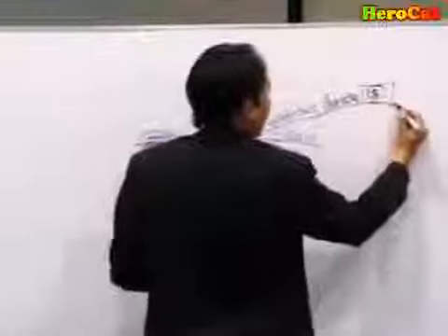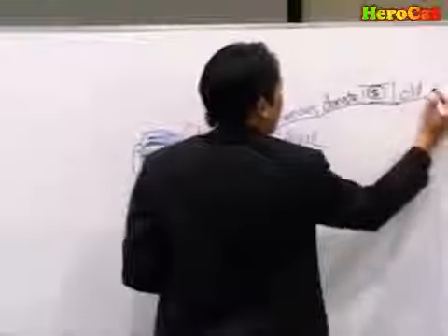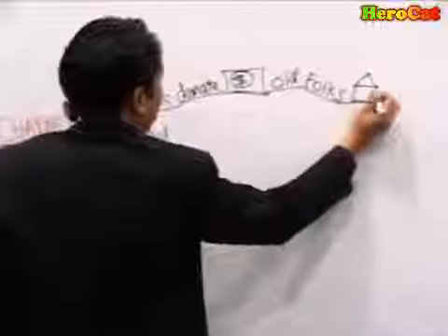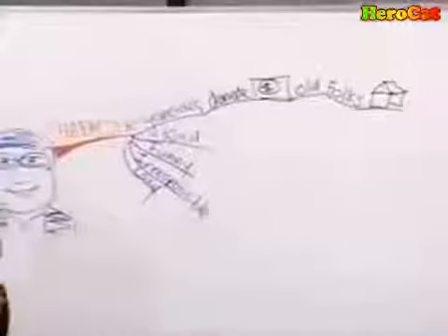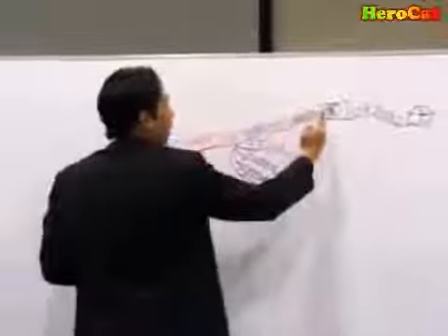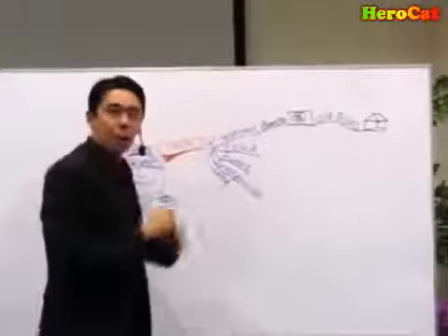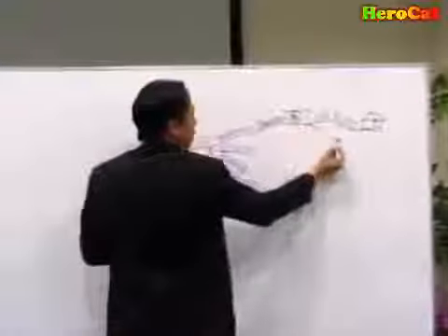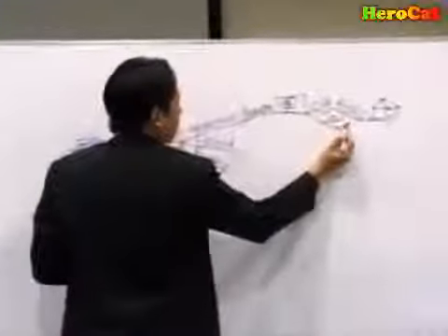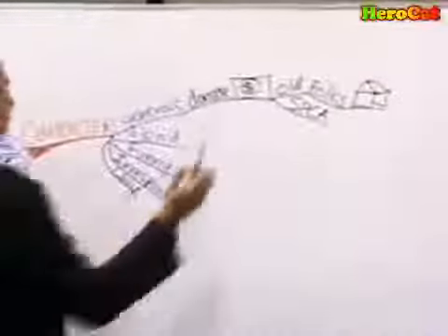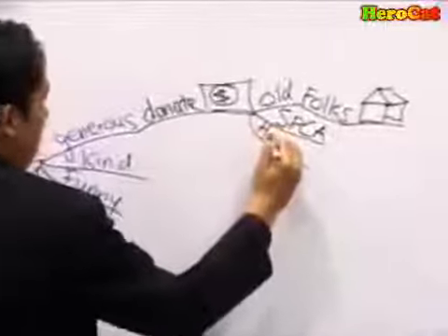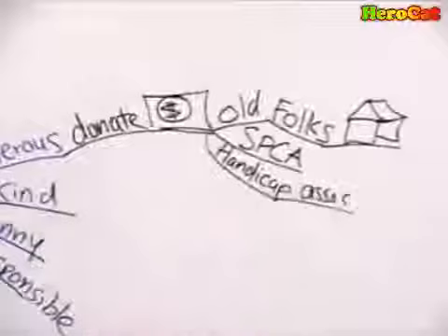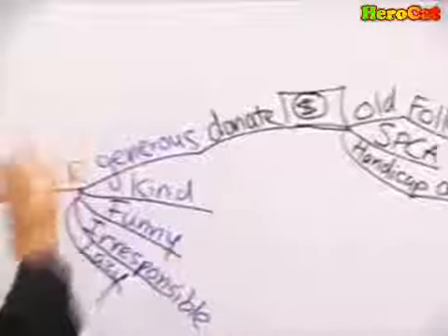So donate money, old folks, and home. You can draw a little house to represent it. You see that? So once again, one word, one line. Donate money, old folks home. Now, besides donating money to old folks home, let's say he also donates to the SPCA. So from here, can we also branch out SPCA? Yeah. Let's say he donates to the Handicap Association. So from here, we can branch out Handicap Association. Alright?